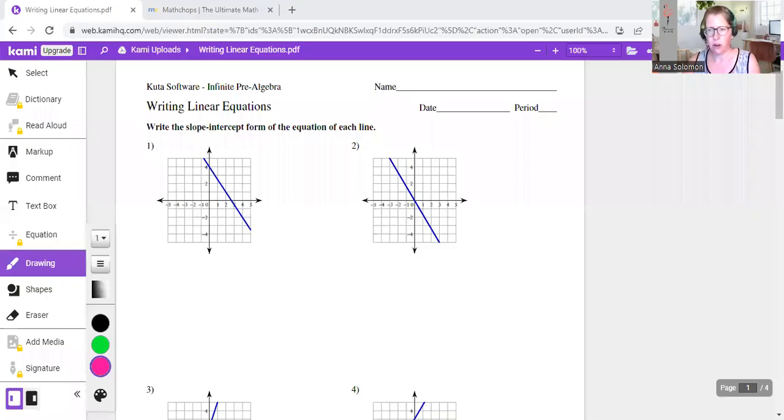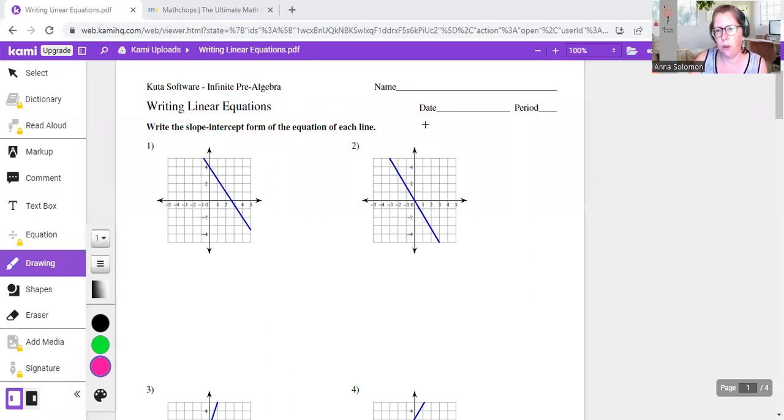I am with Flamingo Tutoring, and today we are going to go over writing linear equations using a worksheet from Kuta Software. This is a strategy or a skill that is very important in the SAT specifically. So let me share my screen and let's talk about it.